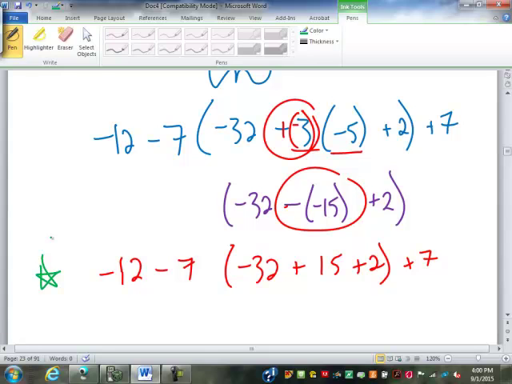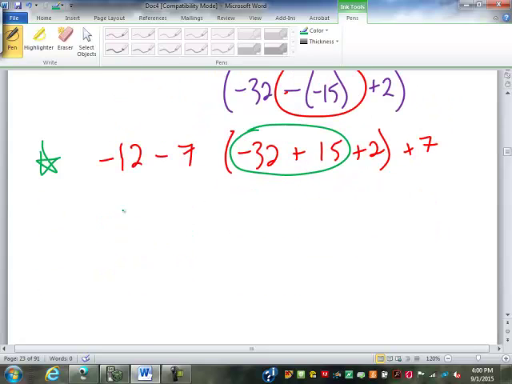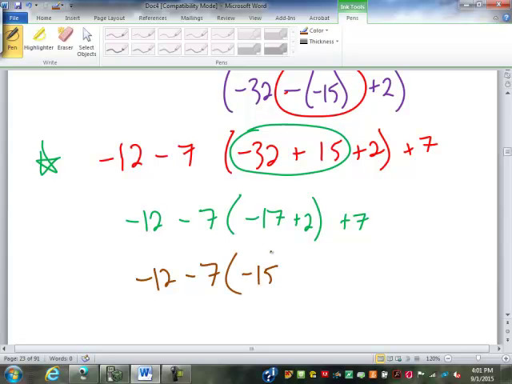Now we're still inside the parentheses. Any more multiplication or division? No. So next is addition and subtraction, left to right. Where do we start? Negative 32 plus 15 is negative 17. And then plus 2 would make that negative 15.